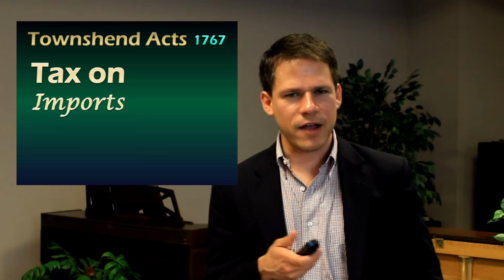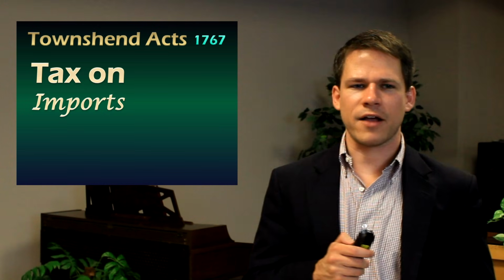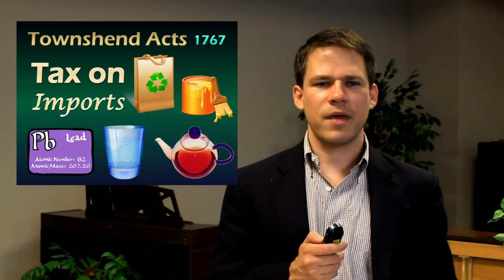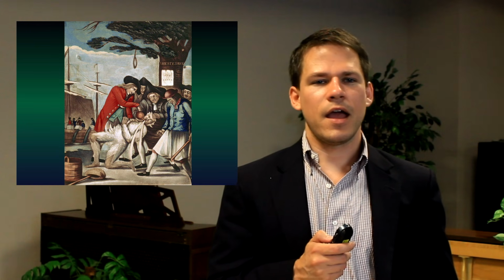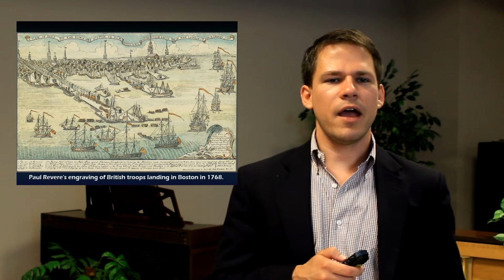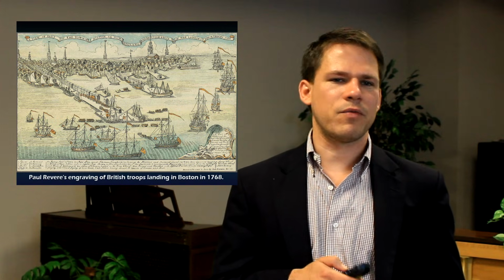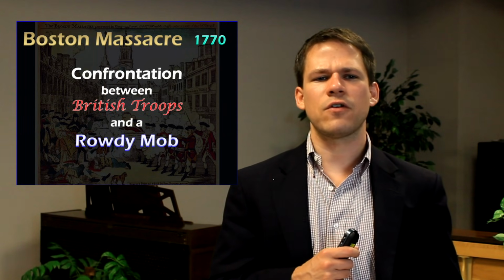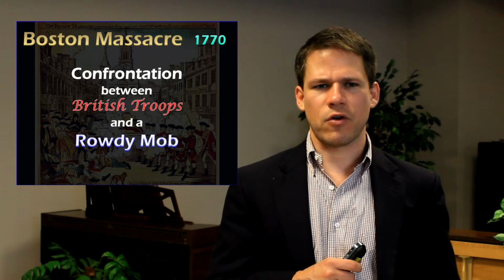So the Townshend Acts in 1767, another tax on imports, paper, paint, lead, glass, and tea. And once again, you've got more protest and that sort of thing. And then we will see that there are British ships and all of that kind of stuff, leading to the Boston Massacre, all right?